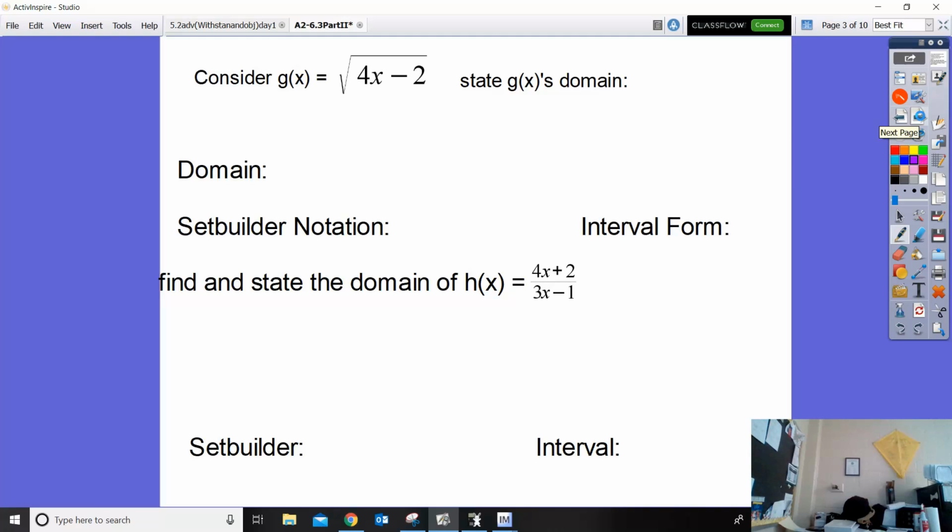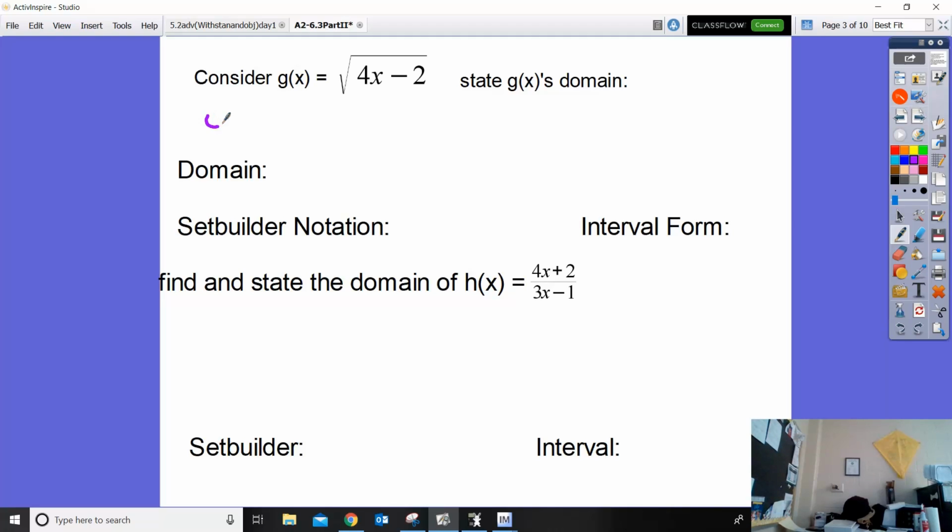All right, so here's an expression. G of x is the square root of 4x minus 2, and we're supposed to state its domain. You can't take the square root of negatives and be real. So we take the quantity inside and say it must be greater than or equal to what? Why the 0? Because that's the smallest thing we can take the square root of.